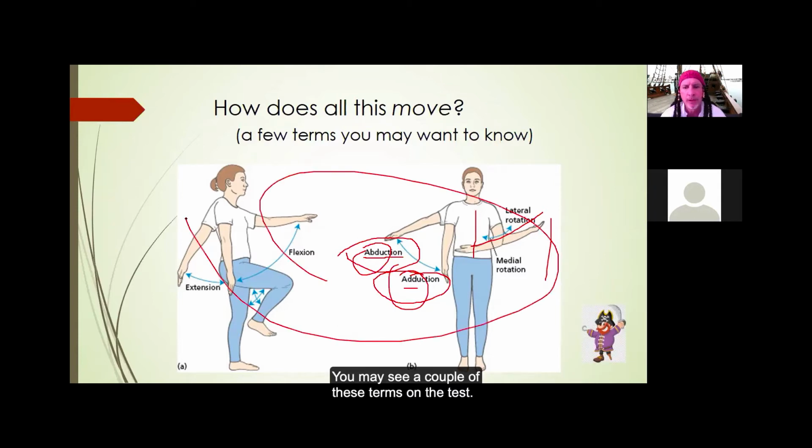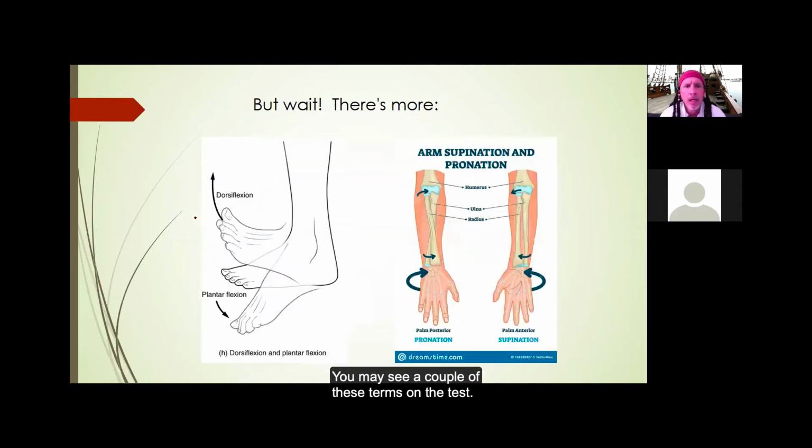You may see a couple of these terms on the test. Two more terms that you're going to run into a lot. Dorsiflexion is when your toe goes up. Plantar flexion is when you go down. Here's the dorsal side of your foot. Here's the plantar side of your foot.